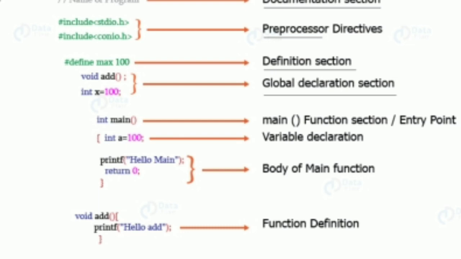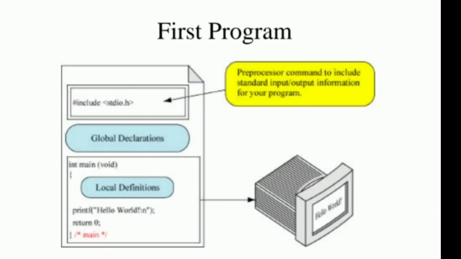In those 7 steps, this is what you are going to do. What is the include section? include stdio.h. The second is the global declaration, and the third is the local definitions. Into main void, the open brace starts the local definitions: printf hello world, return 0. You can get that output. The preprocessor command includes standard input output information for your program. This is the program execution.